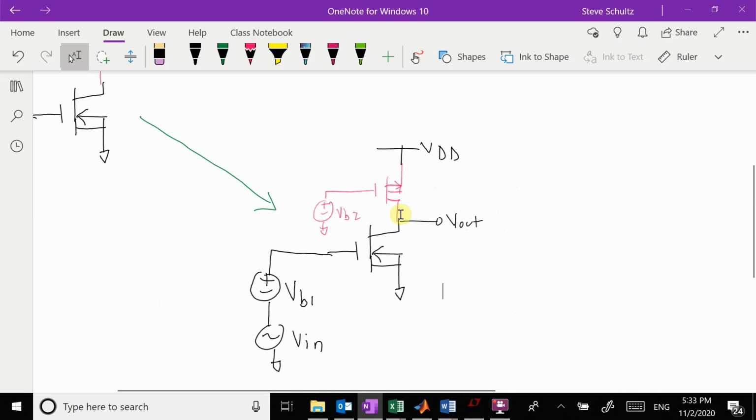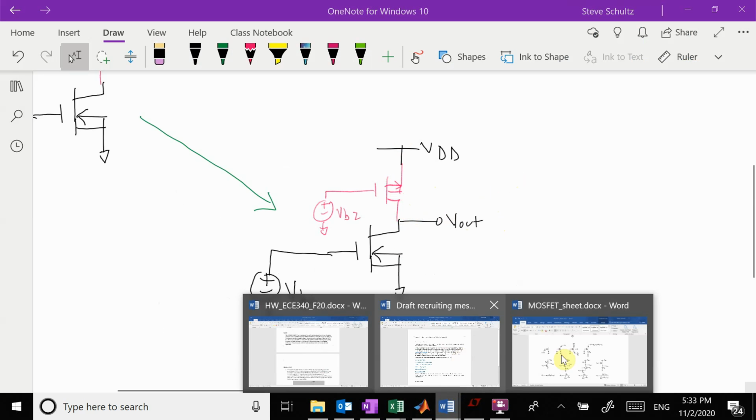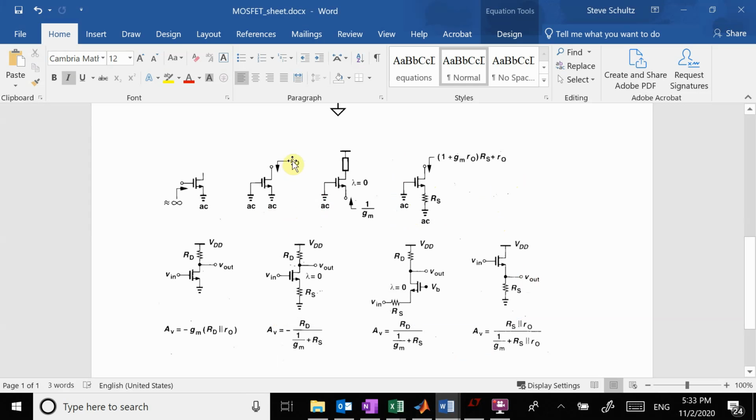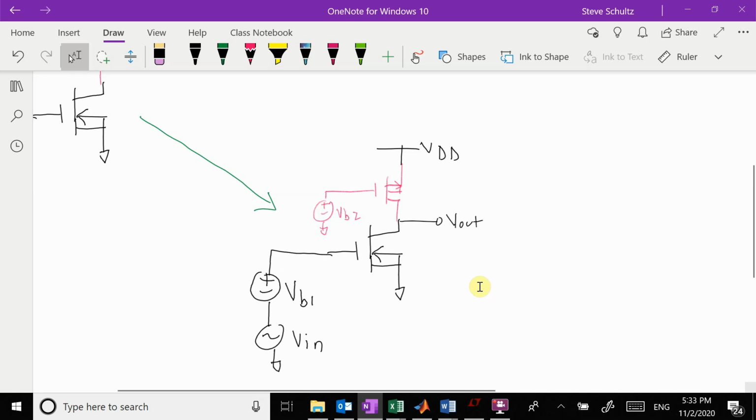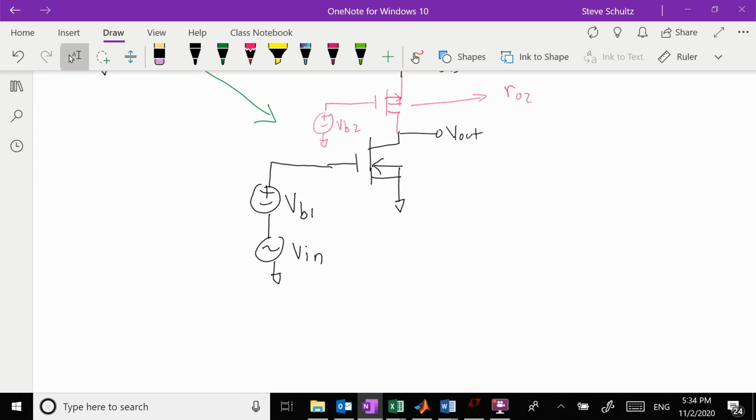So this one, you see, we're looking into the drain and the source is grounded. It happens to be on the top because this is a p-type, but we're looking into the drain with the source grounded. So when we go back here, we are looking into the drain with the source grounded. So that's just going to be R0. So when we come up here, we're going to replace this one here with a resistor of value R02 for the top transistor.